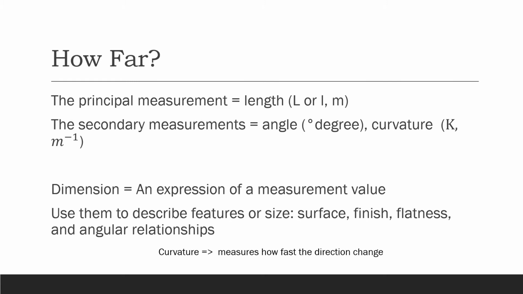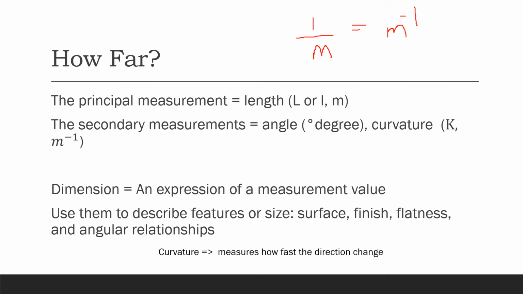For the secondary measurement of how far, we use something called angle, represented by degree, this little symbol right there. And we measure curvature, and that is also how far. Don't get into circle measurement; a circle is also how far, even though they're going in a circle. Then there's per meter. Mathematically it looks like 1 by meter, which is equal to meter to the power minus 1, and we call that per meter.